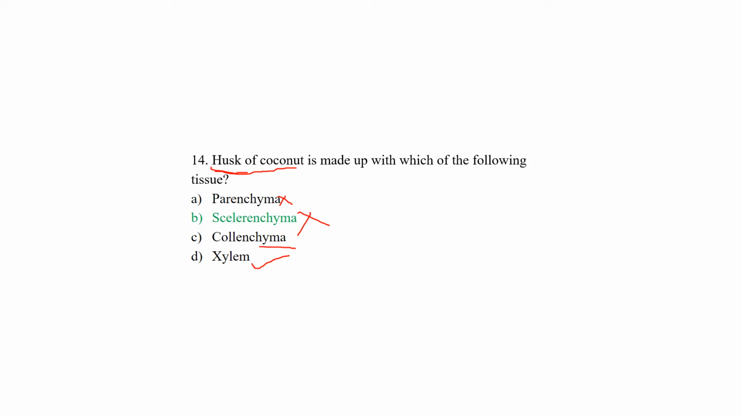Yes, dear students. Why sclerenchyma? Because sclerenchymal cells are dead cells, and the husk of coconut is also made up of dead cells. So the proper answer of this question, the husk of coconut is made up of which tissue? It is made up of sclerenchymal tissue. Remember, dear students, this is a very important question and is asked many times in examinations.